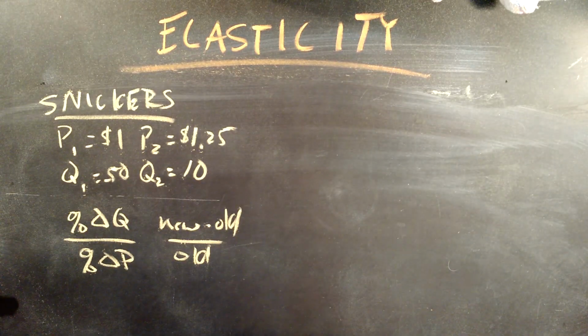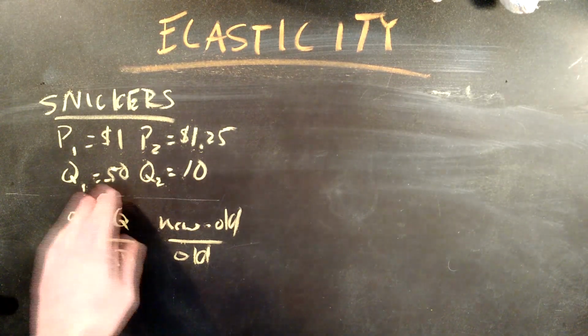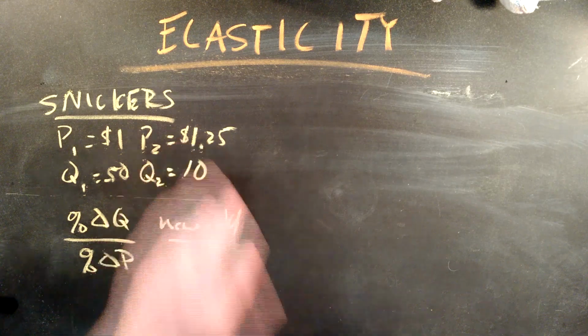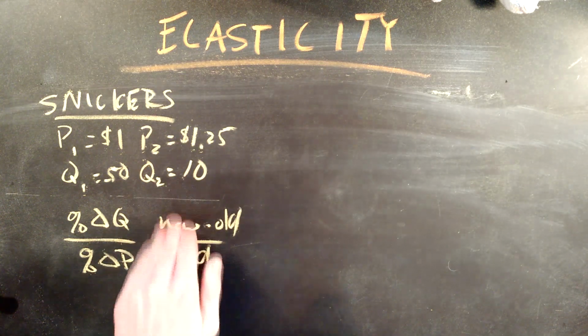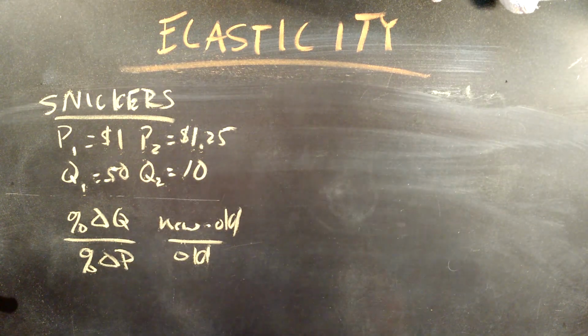The original price of Snickers is $1. When the price of Snickers is $1, I purchase 50. If we increase the price of Snickers to $1.25, I might only consume 10. Reason for this is maybe I just want to go out and buy some Milky Ways where the price hasn't changed, or maybe I'll get a delicious Butterfinger instead.